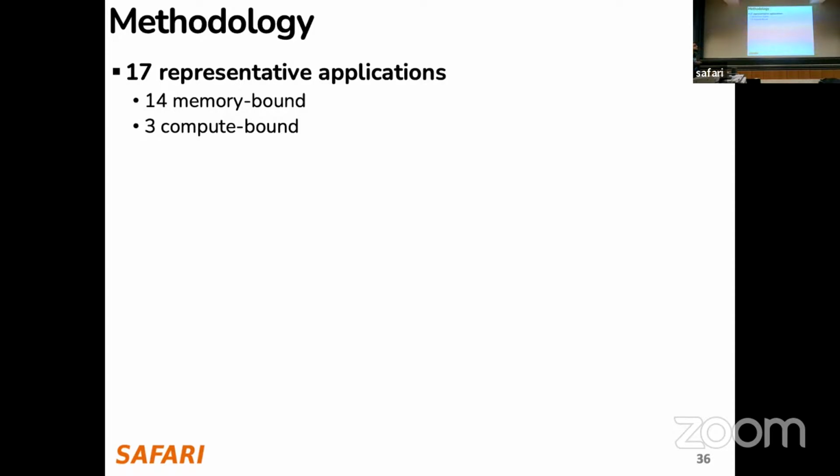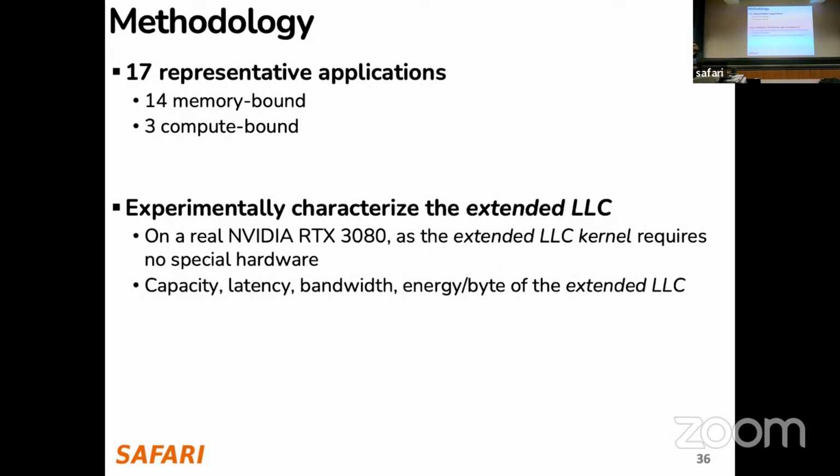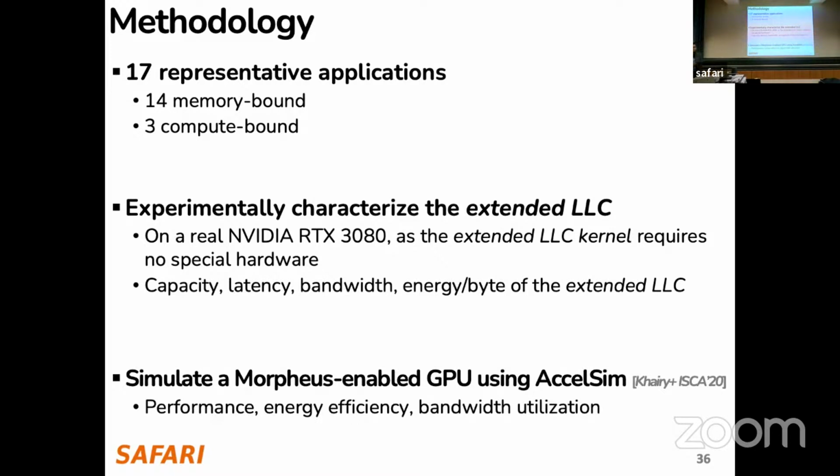So we evaluate on 17 applications, the 14 memory-bound ones that I already showed, and then the compute-bound applications, just to know if we do lose performance for compute-bound or not. So we experimentally characterize the extended LLC. This happens on a real GPU, actually. This is not all just smoke and mirrors evaluation. So part of this evaluation we can run on a real GPU, even though we're missing some of the hardware units. And then for the parts of the evaluation in which we really need the hardware, we simulate it in a state-of-the-art GPU simulator. And we plug the numbers that we get from our real system into our simulation.